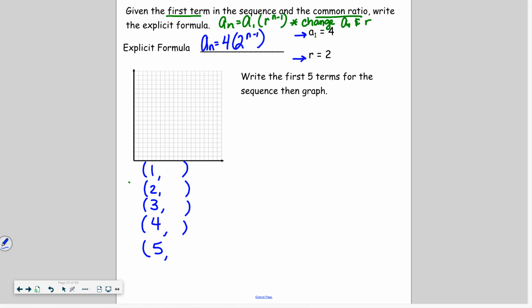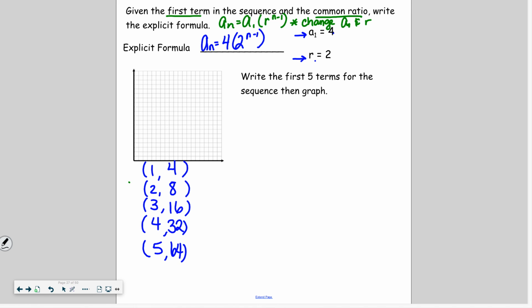All right, so our first term should be what they give us, which is 4. Now, if we multiply it by 2, 4 times 2 is 8. Multiply 8 times 2, because that's what we're changing by. So we start out with 4, multiply by 2. We got 8. Multiply by 2 again, 16, by 2 again, 32, by 2 again, 64. Now, before we graph it, let's check it and see.